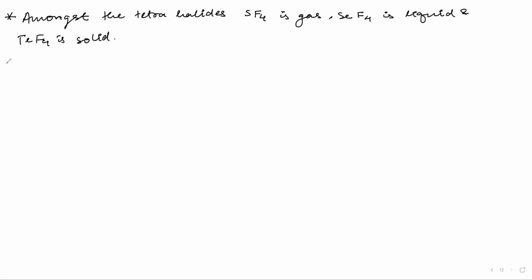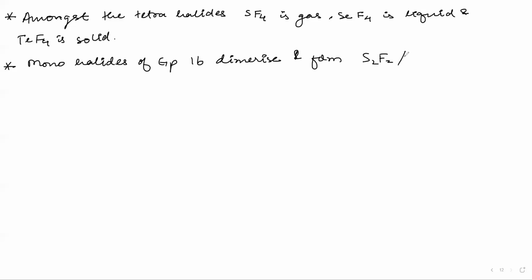Now, the other point is regarding the monohalides of group 16. They dimerize. What can they form? If we have SF, they can form S2F2. If we have SCl, they will form S2Cl2. If we have SBr, they will form S2Br2. Similarly, if I have SeCl, they will form Se2Cl2.